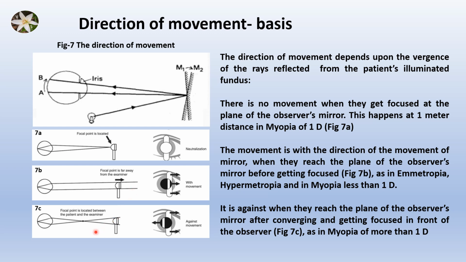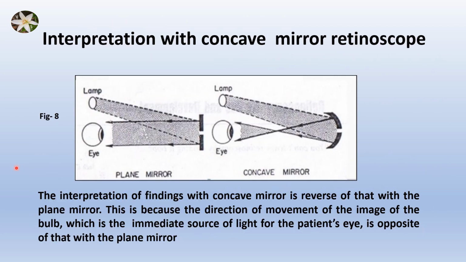The movement is against if the rays converge before reaching the plane of the mirror, and this happens in myopia of more than 1 diopter. The interpretation of findings with the concave mirror is the reverse of that with the plane mirror. This is because the direction of movement of the image of the bulb, which is the immediate source of light for the patient's eye, is opposite to that with the plane mirror.